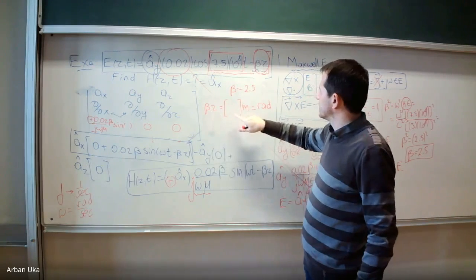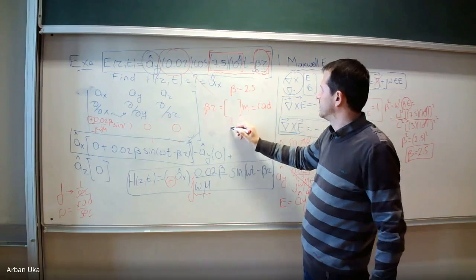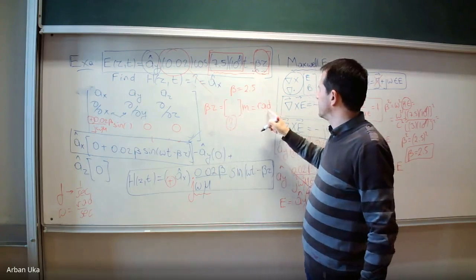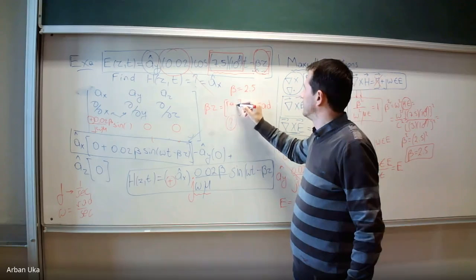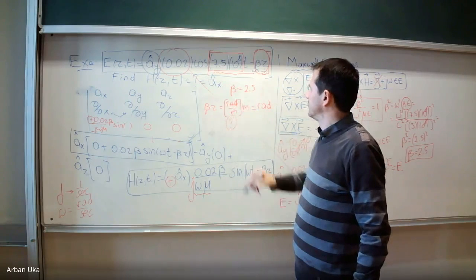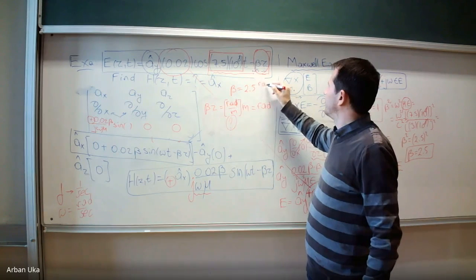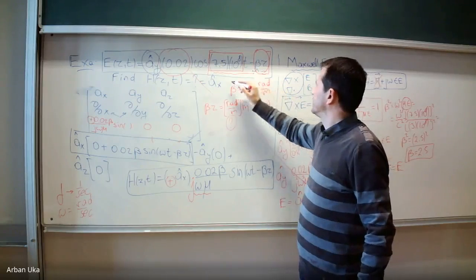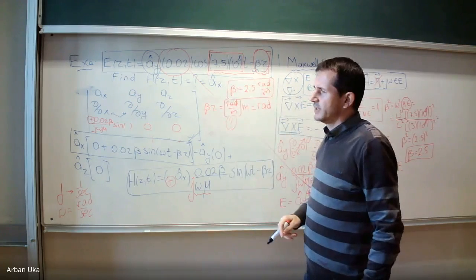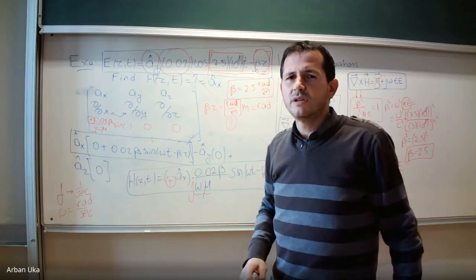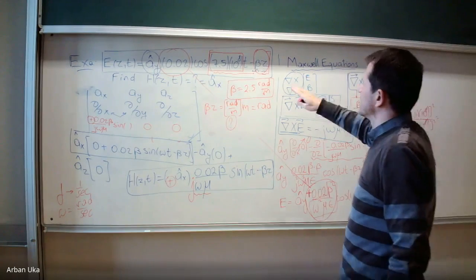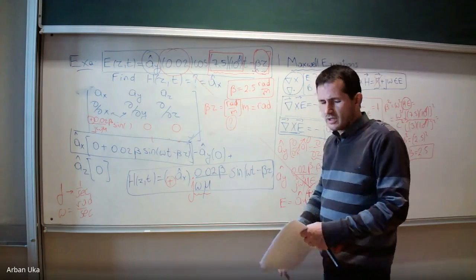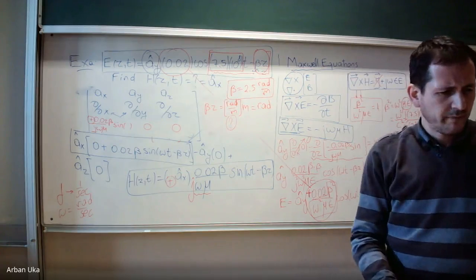But beta, we don't know. Z is meter, the whole thing is radian. So what should beta be? Radian per meter. So this should be the unit of beta, radian per meter, because we should expect these units. So this is what we should get.